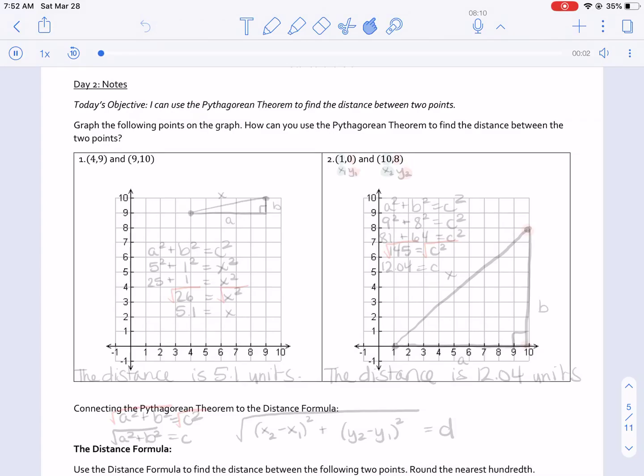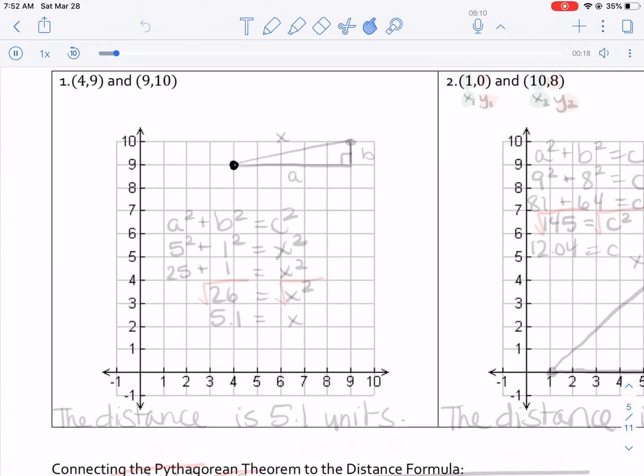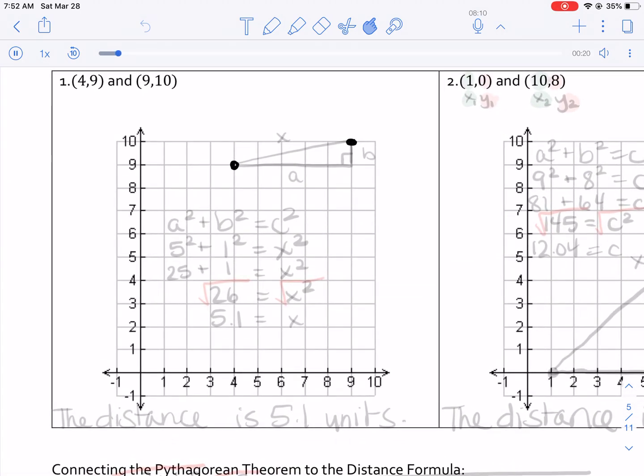Everybody, today we're going to find the distance between 2 points on a graph, and that's actually connected to the Pythagorean theorem. So on our first problem, it wants us to find the distance between (4, 9) and (9, 10). So I'm just going to graph those on my graph right here. And I have those 2 points.